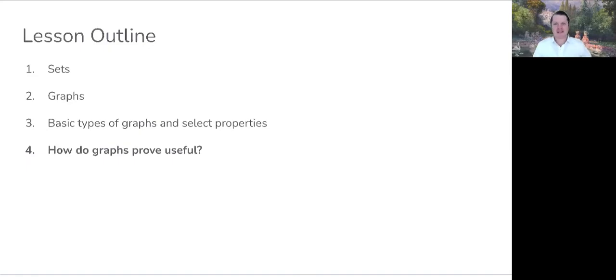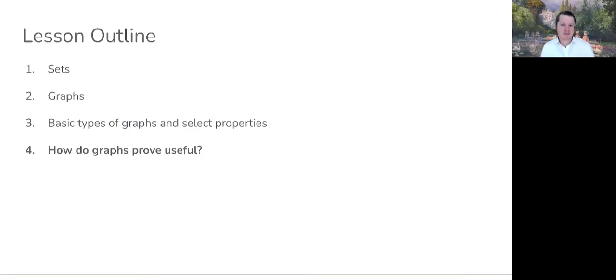Howdy and welcome back. So we've introduced sets. We've talked about how a graph can effectively be defined as a set of vertices and a set of edges communicating the relationships between different vertices within our graph. We talked about the basic types of graphs and select properties.